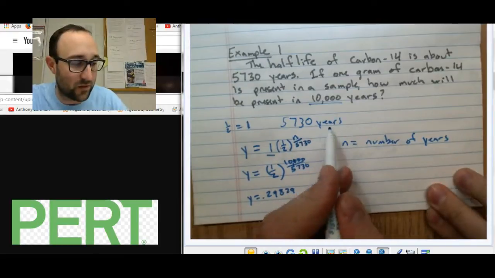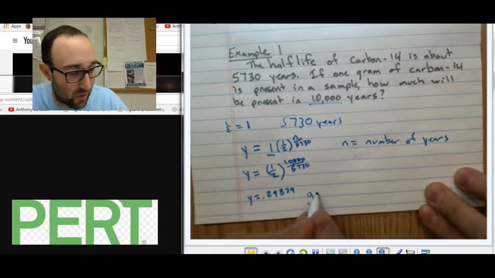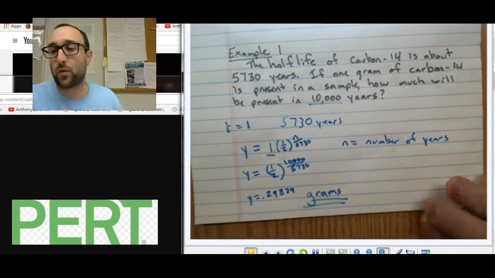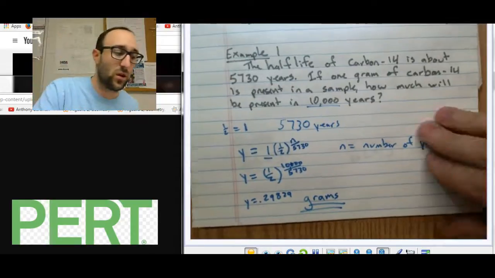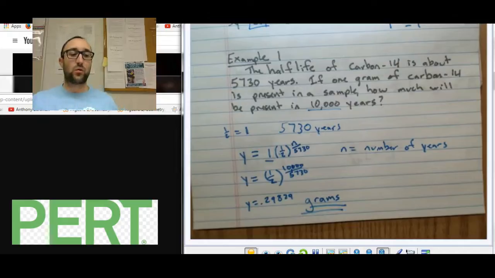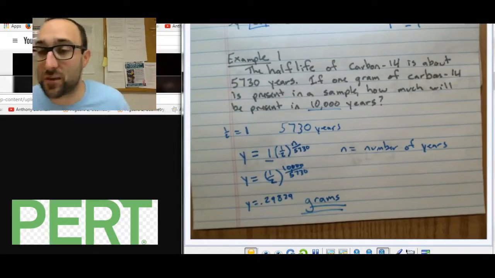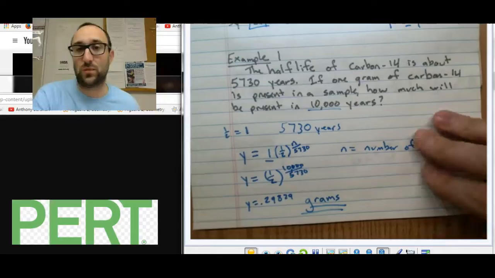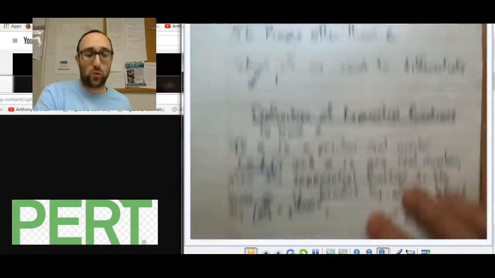Well, years and grams. So yes, you are right if you thought it was grams. There you go. So there's one way of just looking at this. Why do we even need to do e? Why do we need to worry about exponential functions in the first place? This is kind of just an Algebra 2 type example, just to remind you of what we're doing.